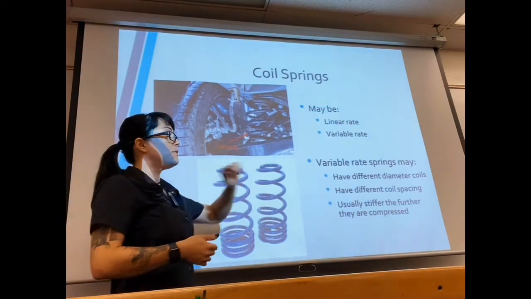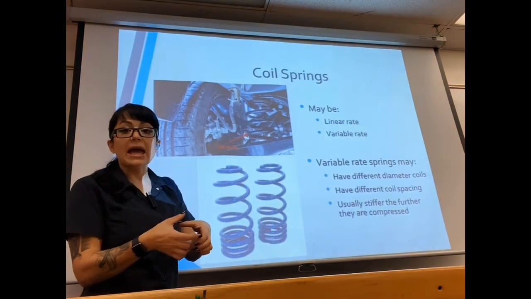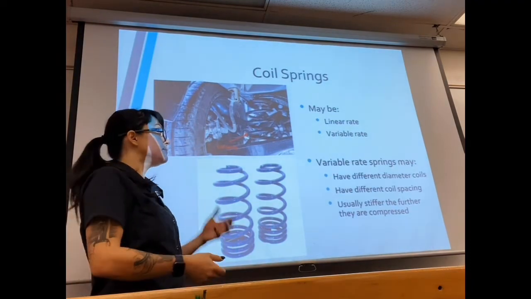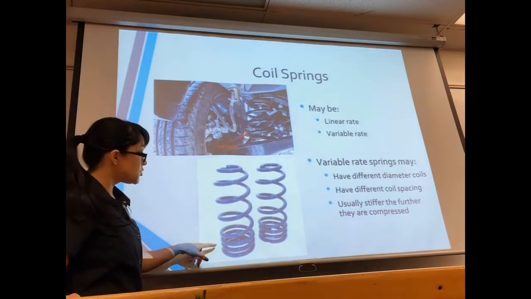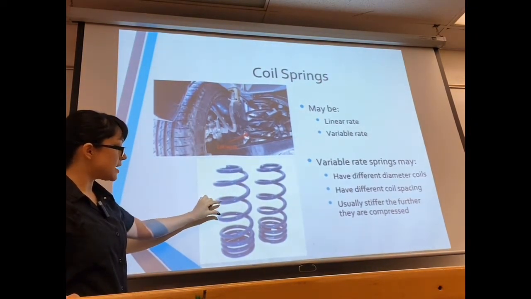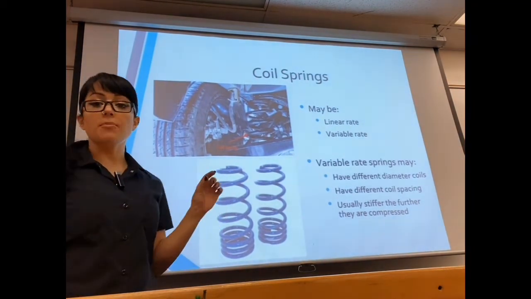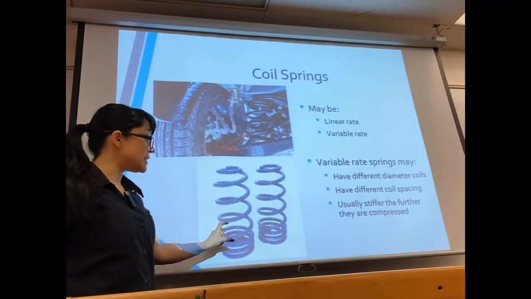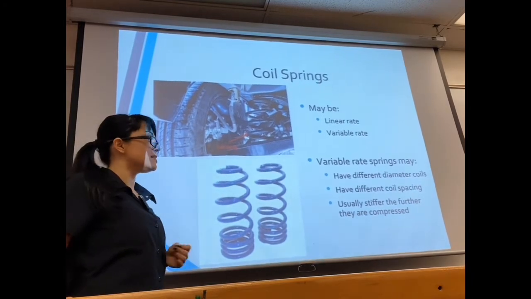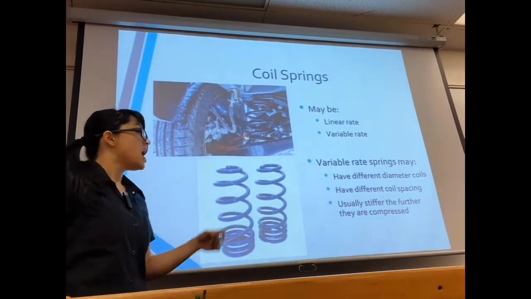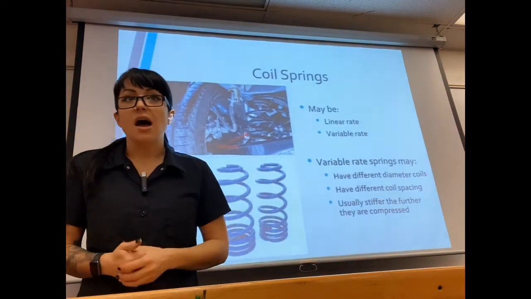Well, we can either have different diameter coils, meaning I've got skinnier coils and wider coils as it goes through the spring. I can have different coil spacing, and this picture right here is a great example. You can see we've got a much larger spacing up at the top, and down here we've got a much tighter spacing where those coils are much closer together, meaning that this spring down here is going to act stiffer, while this part of the spring up here is going to act less stiff. So the more it compresses, the more stiff it gets. And as I mentioned, usually stiffer the further they are compressed.